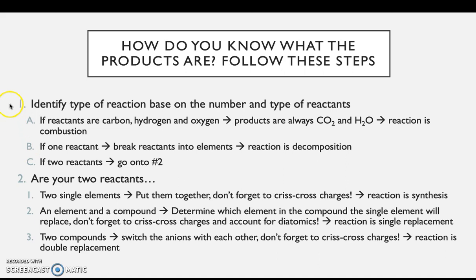So the first step here is to identify what the type of reaction is based on the number and type of reactants. A couple of them are really easy. If your reactants are carbon, hydrogen, and oxygen, that means you have combustion. Combustion only ever has carbon, hydrogen, and oxygen in our reactants. Now, I'm not telling you what the actual formulas are because that can vary, but if the only 3 elements you have involved are carbon, hydrogen, and oxygen, you have combustion.